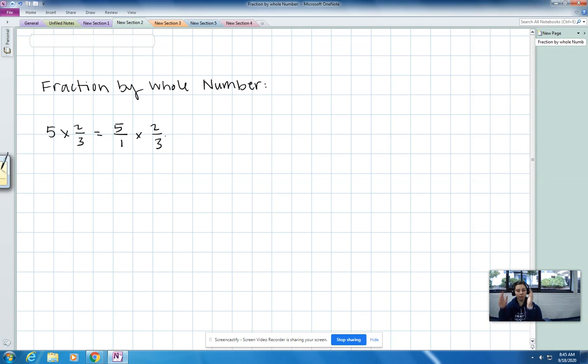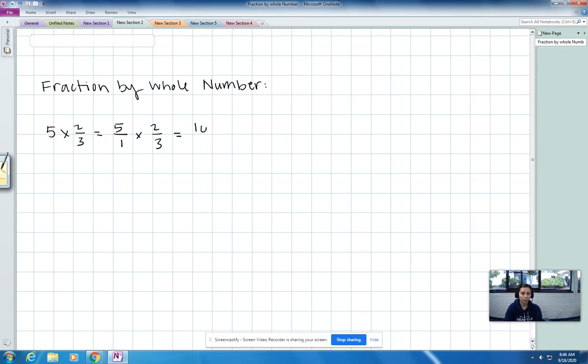Now let's look for cross-canceling. We're going to look this way and this way. 5 and 3, the biggest thing that goes into those is 1, so we leave them alone. The same happens with the 1 and the 2, and the same thing happens with our vertical normal fractions. So there is absolutely no cross-canceling in this one, and that is okay. That means we're ready to multiply across the top and across the bottom.